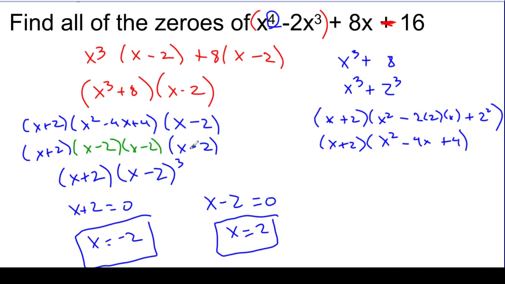These repeating zeros, these repeating factors are something called a multiplicity, which is something that we'll discuss later when we do graphing, but it's entirely possible that you will only have 2 unique zeros, even though there were 4 factors when we originally started.